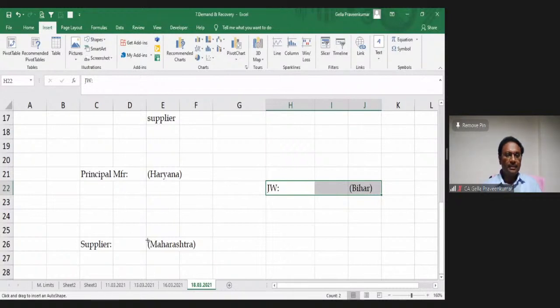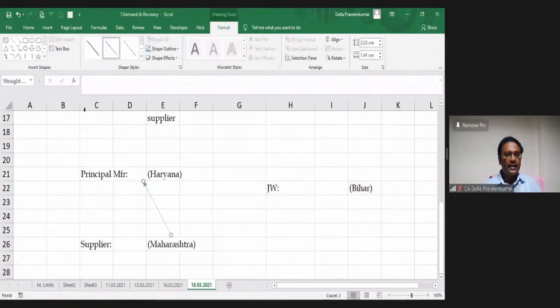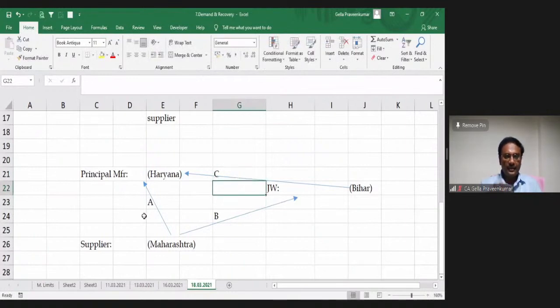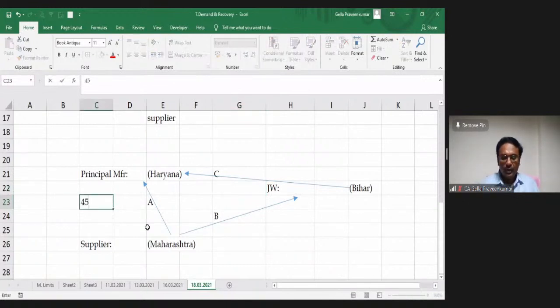Yeah. If supplier is sending the goods from Maharashtra to Haryana, instead, if the supplier has to send the goods from Maharashtra to, say, Bihar, after the job work from Bihar, the goods should travel back to Haryana. Say from Maharashtra to Haryana, I call this as A. I call this as B. I call this as C. Now, if Maharashtra to Haryana goods have to travel, so the distance is say 450 kilometers.